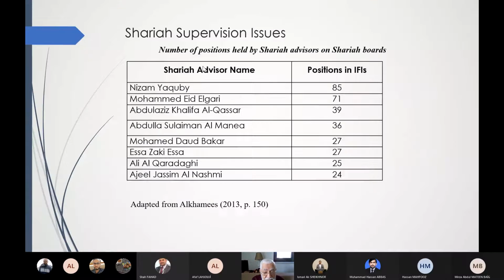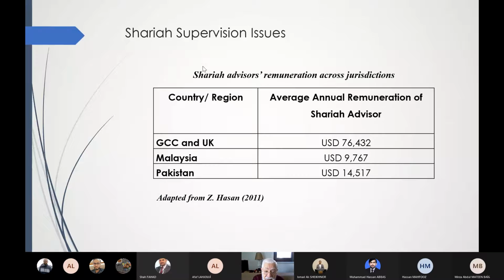So this is where, yes, the language barrier is also an important issue, where some Sharia scholars, unfortunately, dare to sign only on the testimony of another, and that is wrong.